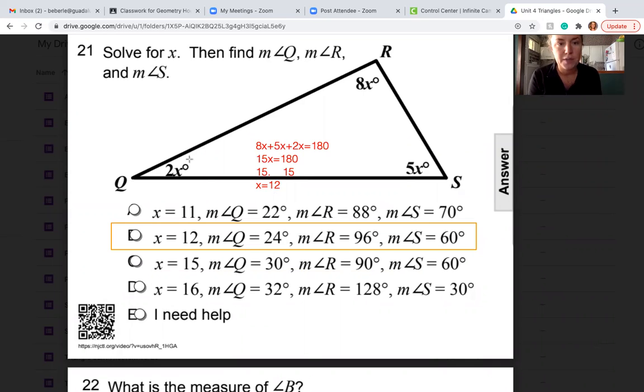Let's double check. So if you're going to plug these in, you have 2 times 12 equals 24. Well, we look over here and we see that angle Q is 24. So you could keep plugging all of these in. You could take 8 times 12 and you would get 96. You can take 5 times 12 and you would get 60. Therefore, B is your correct answer. All right.